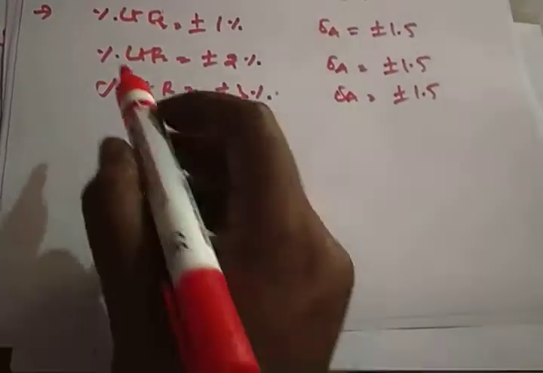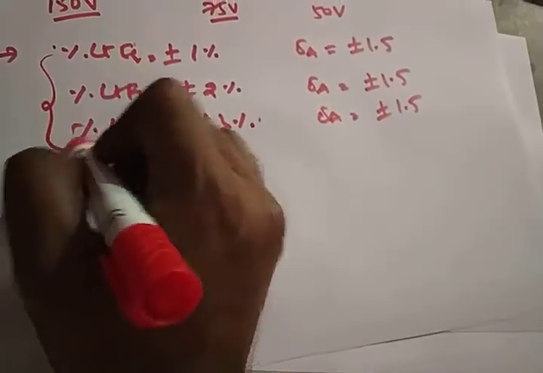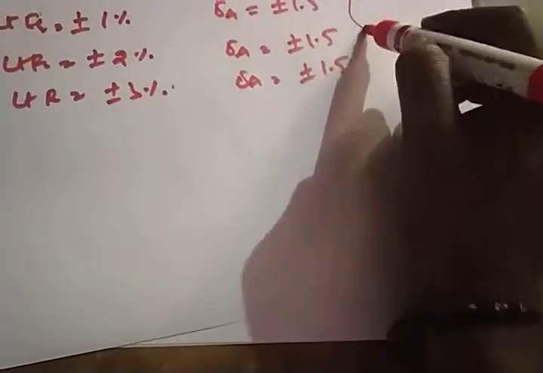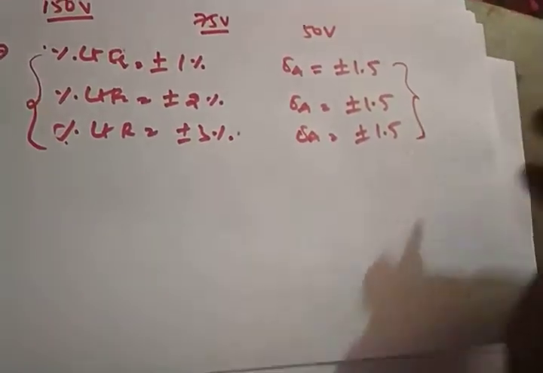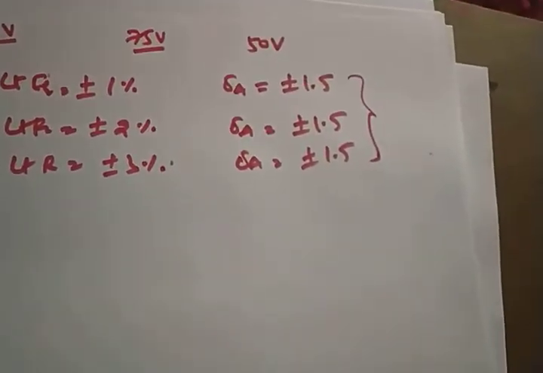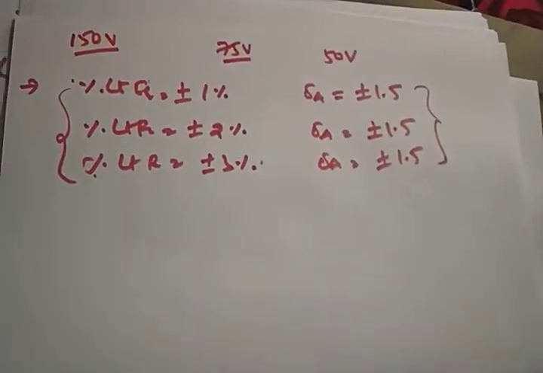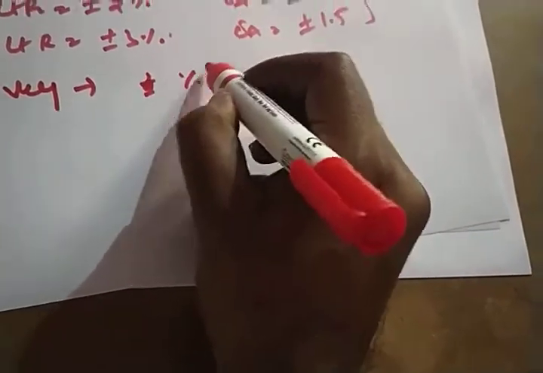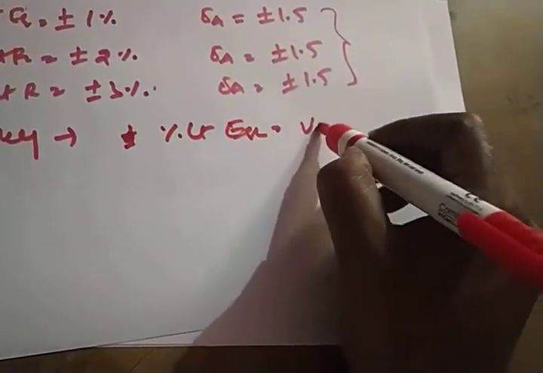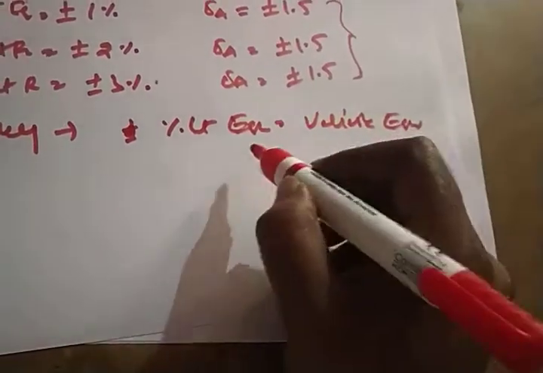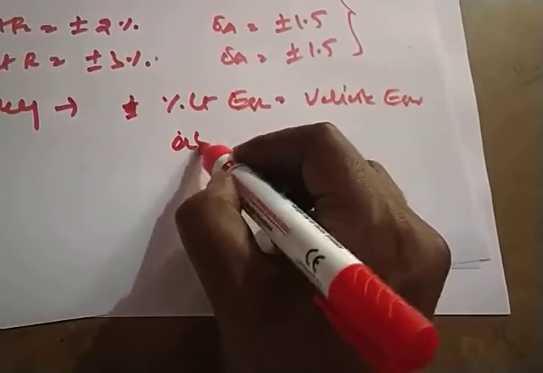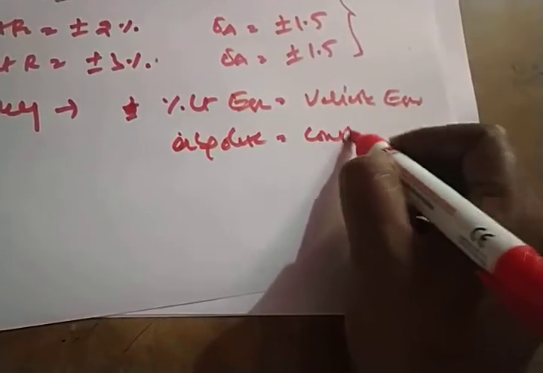From here, which one is a variable error? The percentage limiting error is a variable error. And what is the absolute error? For a given instrument, the absolute error may be a constant value, and percentage limiting error may be a variable value. This is a very, very important question. That means percentage limiting error is a variable error, and absolute error is a constant value.